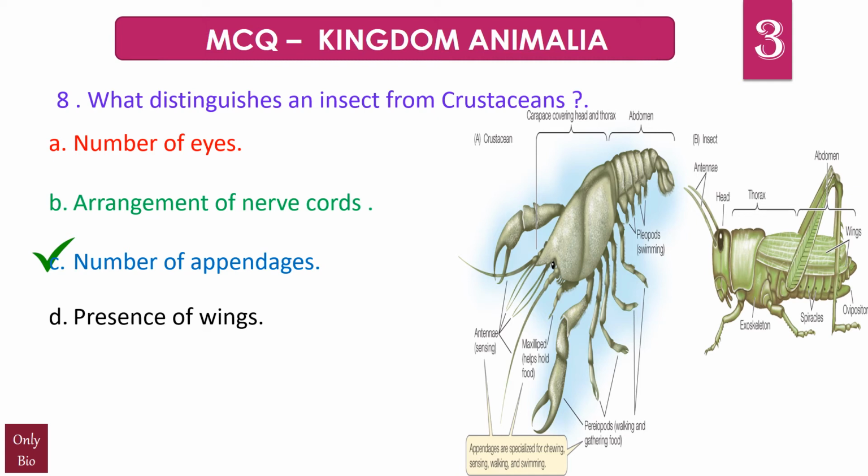And you can see that there is a difference in the number of appendages. The body is divided in case of insects into 3 segments: head, thorax and abdomen, and in case of crustaceans, the head and the thorax get connected and modified to form a carapace. And then we have the second segment being the abdomen.